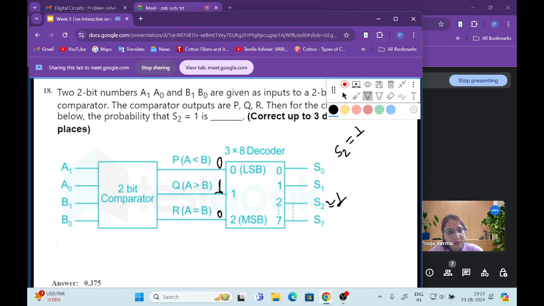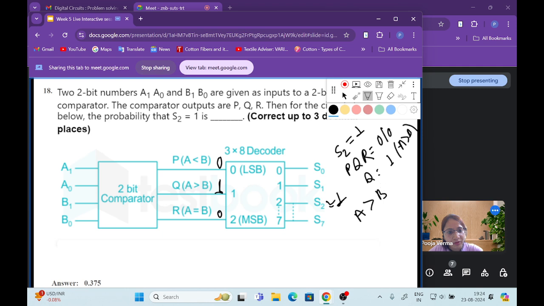So what will be the combination? Means P, Q, R is 0, 1, 0, right? Q must be 1. That means Q must be 1. What will be the condition? A greater than B, right? That is A greater than B. So for getting A greater than B, what will be the possible combinations from there? When A will always be greater than B.